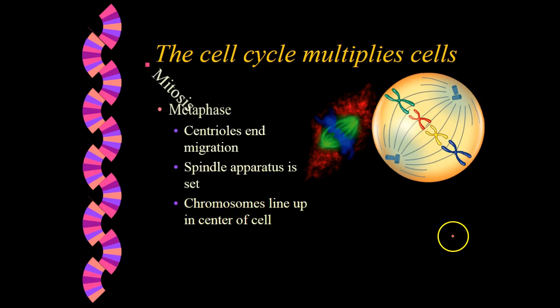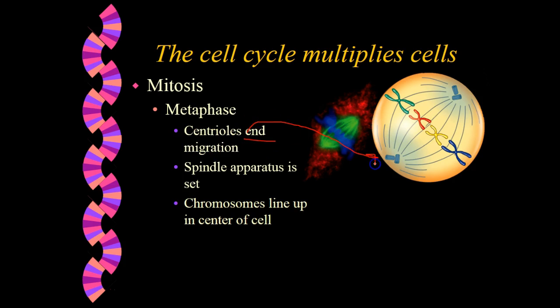Metaphase, PMAT, prophase, metaphase. Metaphase is our second phase. It's the easiest one to recognize because the centrioles have ended their migration. Notice they are at the poles. One is on this side, one is on this side. The spindle apparatus is completely set, meaning all of the chromosomes are attached to the centrioles via the spindle fibers. And the chromosomes are lined up in the middle. This is called the metaphase plate.